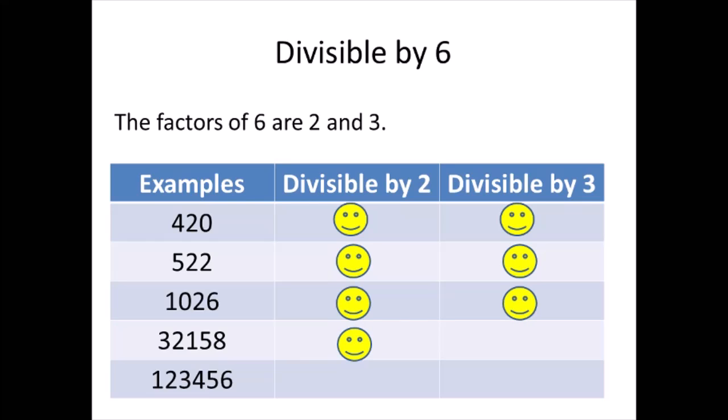And for the fourth number, 32,158 is an even number. The sum of the digits is 19. Is 19 divisible by 3? It is not. Therefore, the fourth number, 32,158, is not divisible by 6.